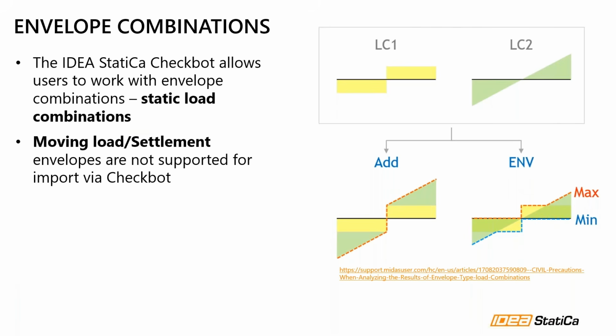Nothing like a dynamic or moving load or settlement. So those are the envelopes that we do not support. We support the static load combinations. I mean that there are just the permanent and of course some variable loads, but they are defined as static loads. So that's very important to mention.